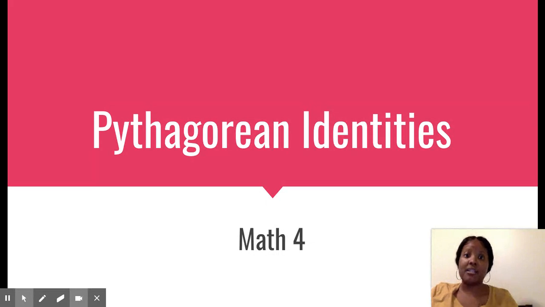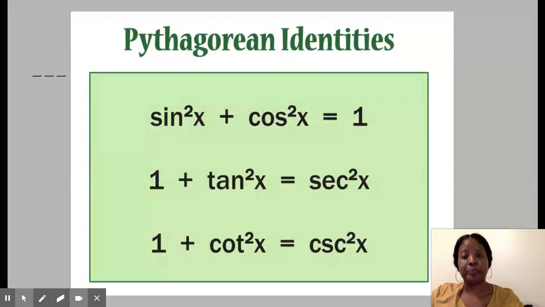It'll show you how these identities were found, but these 3 identities are set in stone. They've been around for centuries and centuries. They are proven. In fact, it is what it is. So we're going to look at those 3 Pythagorean identities today.